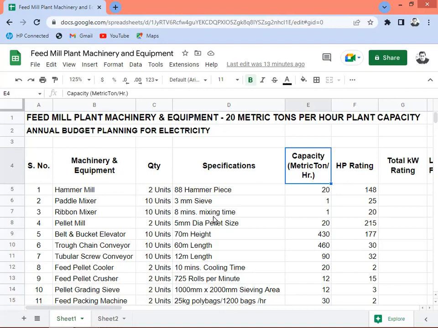This is the rated capacity of the machine that we're having here. Like for example, hammer mill. We're gonna have a 20 metric ton per hour capacity. So in 1 hour, the hammer mill will be able to crush, like for example, the yellow corn or the maize that you're going to put through the hammer mill, it will produce 20 tons in 1 hour. Okay, this is the rated capacity.